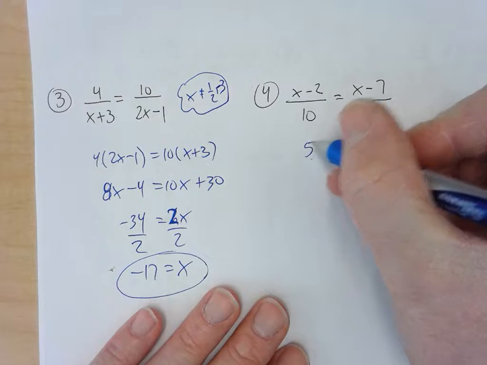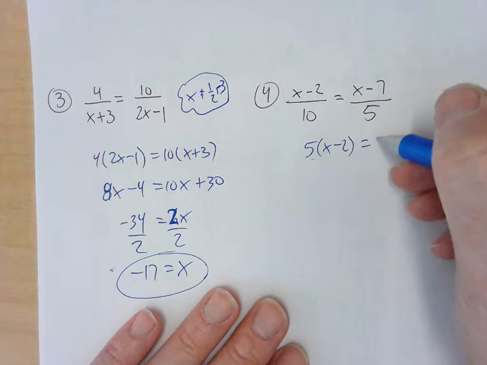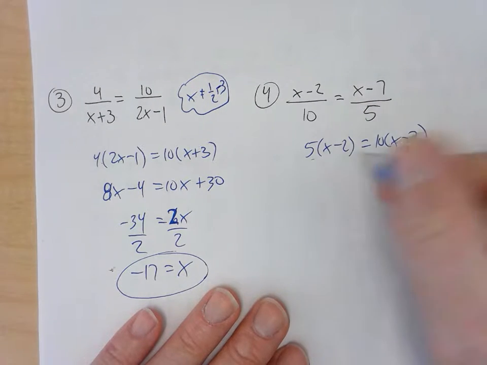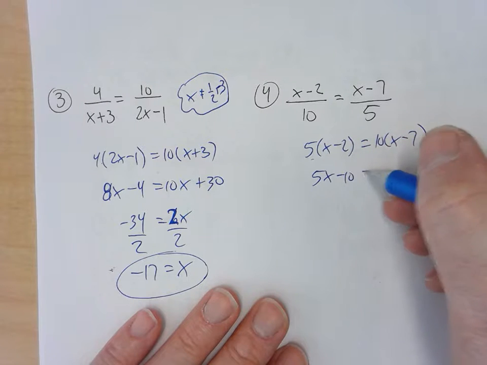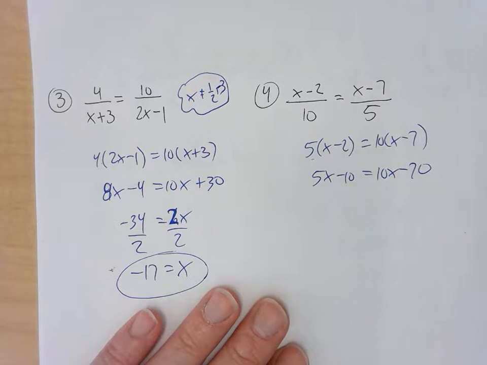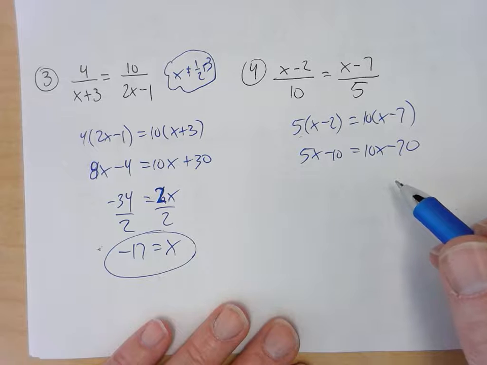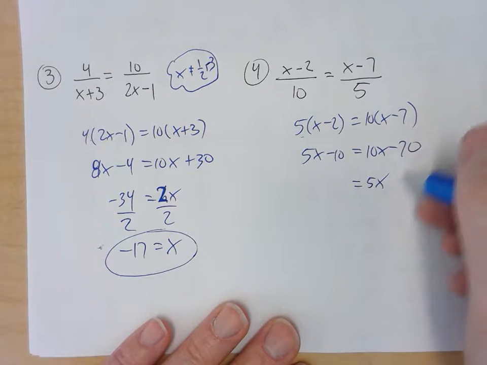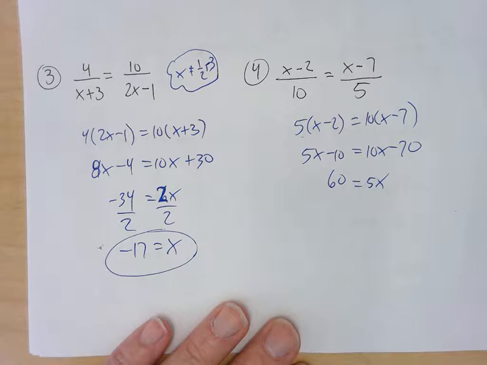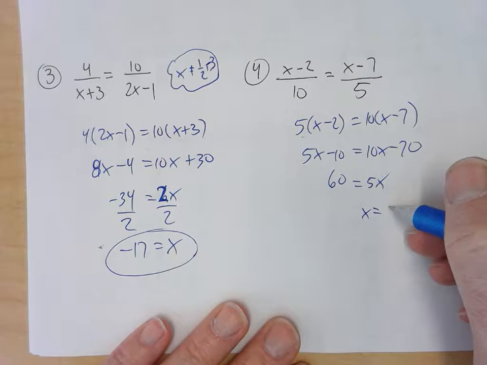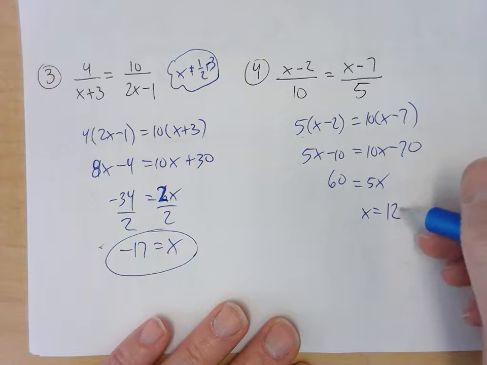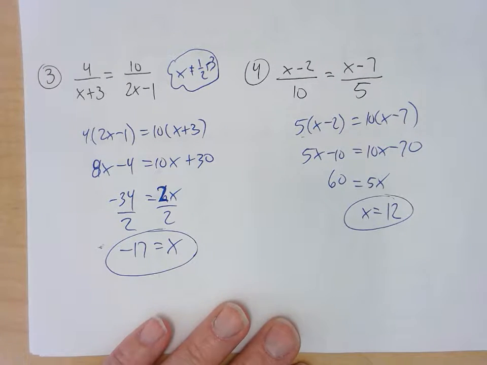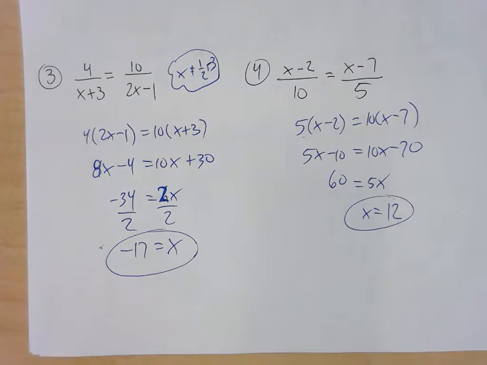This times this would be 5 times x minus 2 is equal to 10 times x minus 7. 5x minus 10 is equal to 10x minus 70. Subtracting over the x, we get 5x. Adding over the 70, we get 60. Then we divide, x is equal to 12. No need for the puffy cloud on this one. Okay, the next page.